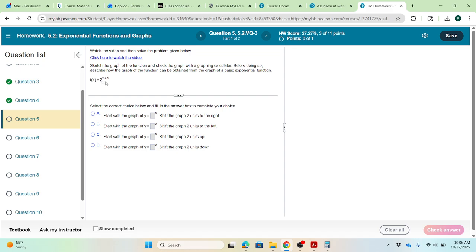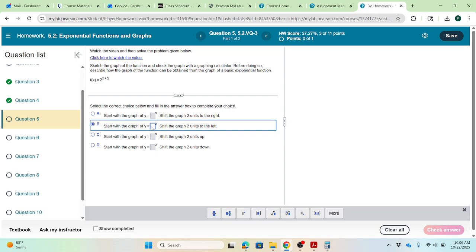This is the graph you can find for this one. It's an exponential function, and you are adding 2 to the x coordinate, which is shifting horizontally to the left 2 units. So start with the graph of 2 to the power x and shift the graph 2 units to the left. So B is the only option you have.